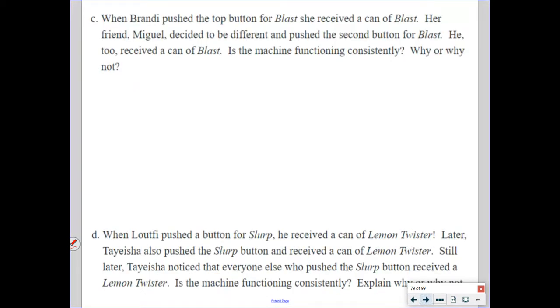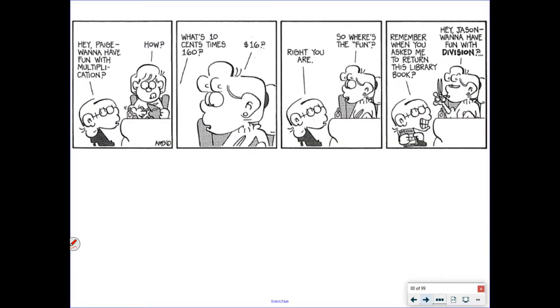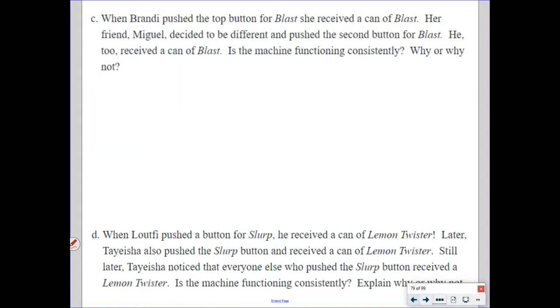Oh, let's do that again. Or pushes it twice. There we go. There are 2 buttons for Blast. So the first one pushed the Blast and got a Blast. The second one pushed the second button and got a Blast as well. So the question is, is a machine functioning consistently? Why or why not? Pause it, write something down, unpause it when you're ready.